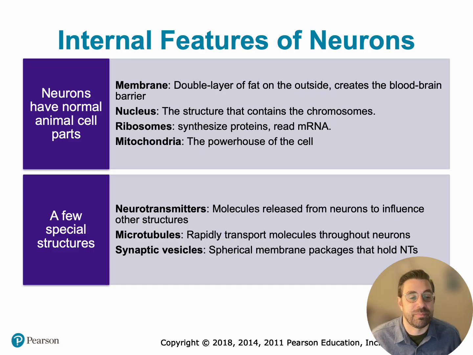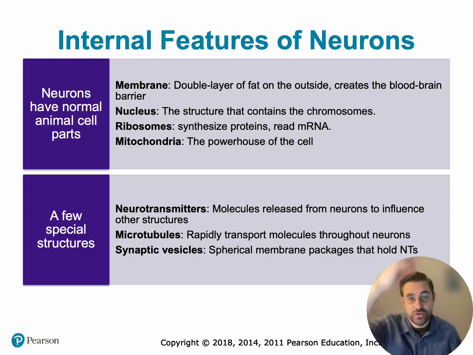We have these structures called microtubules. That's the name of the things that actually transport the neurotransmitters. So if I want to get dopamine down to the end of a neuron, I send it down a microtubule. And then we have these things called synaptic vesicles. A vesicle is kind of like a vehicle, right? It's a membrane package that holds neurotransmitters inside of it.